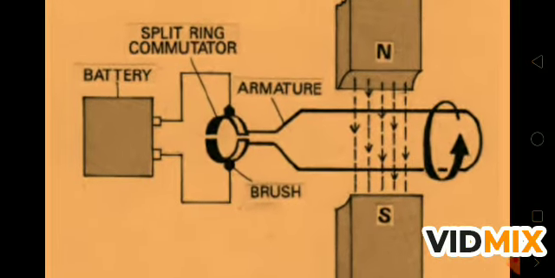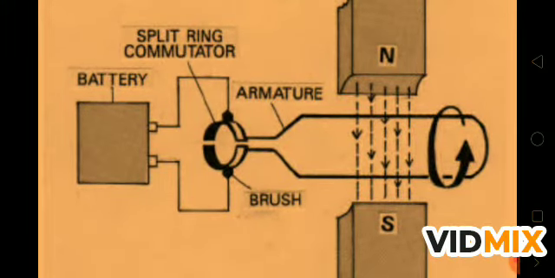Now the next topic is electric motor. What is an electric motor? Everyone knows that the motor is fitted in mixies, washing machines, everywhere where we have to do some mechanical work. So what is an electric motor and on what principle is it based? Let us see this. This is a diagram of the motor.